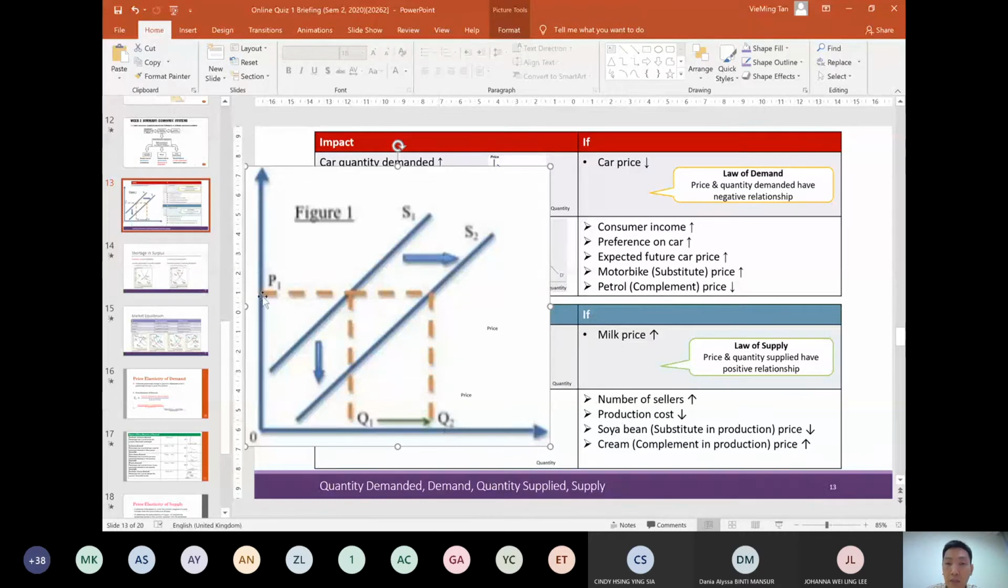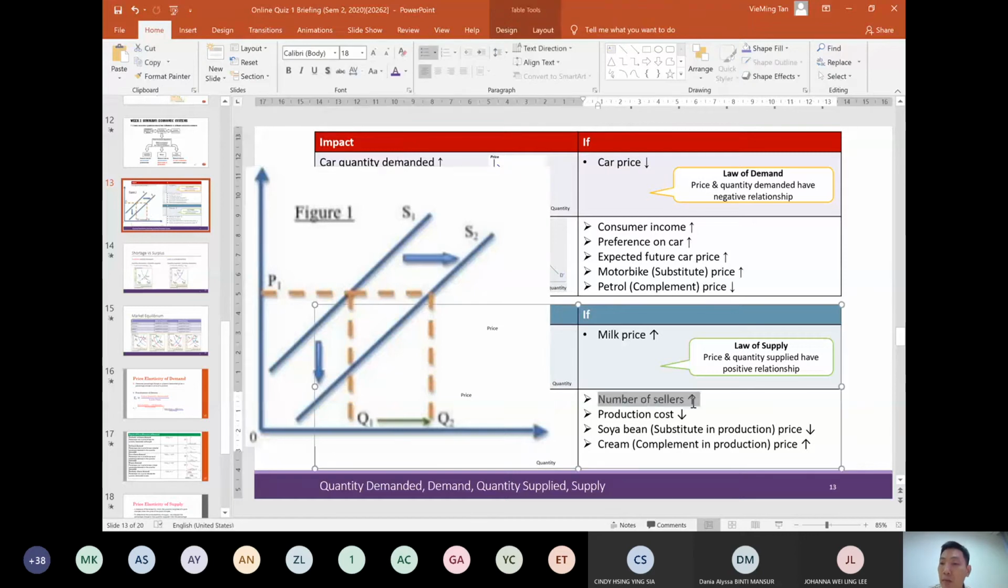You may find that actually the price of the milk is still the same at P1, but only the quantity of the milk changes. This will shift the supply curve to the right hand side. Then you may ask, what are the factors that may shift the supply curve to the right hand side? Among the factors, it can be because there are more sellers in the market now. There are more milk sellers or producers in the market. When there are more producers producing milk, sure, this will increase the supply for the milk.